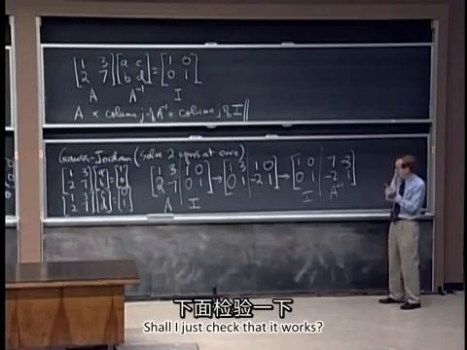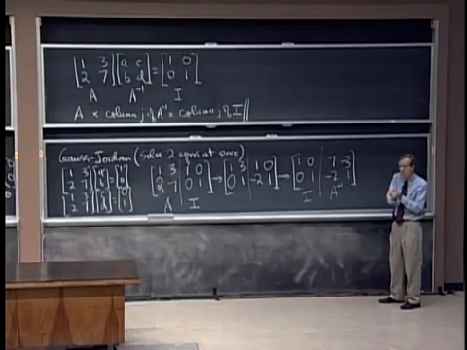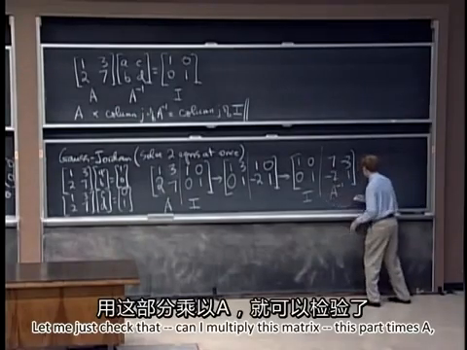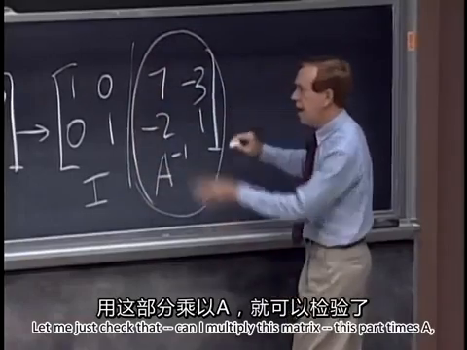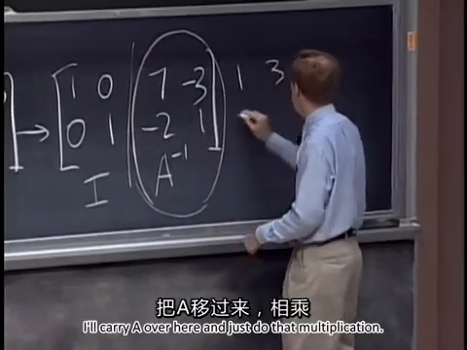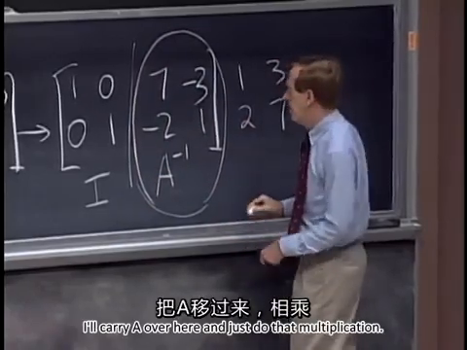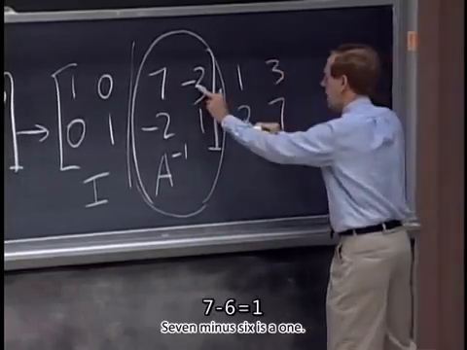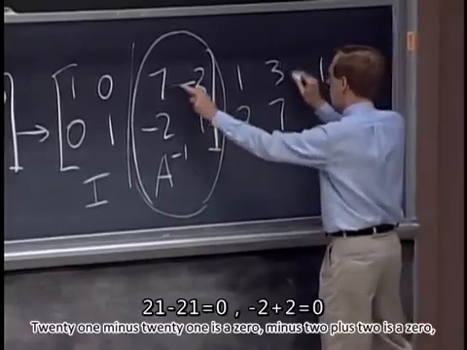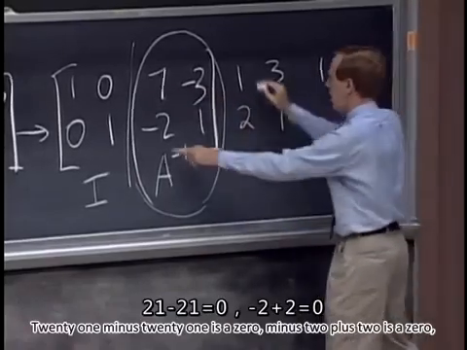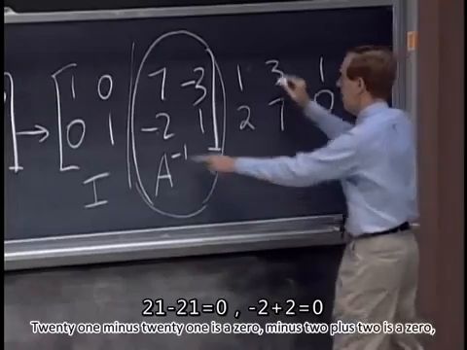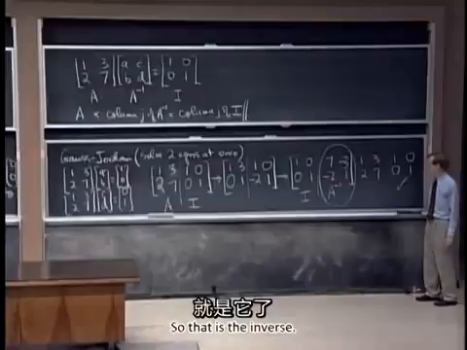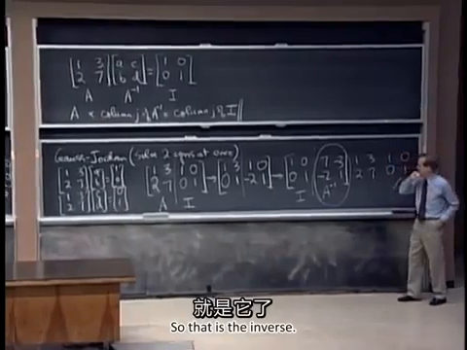Shall I just check that it works? Let me just check that. Can I multiply this matrix, this part, times A? I'll carry A over here and just do that multiplication. You'll see I'll do it the old-fashioned way. 7 minus 6 is a 1. 21 minus 21 is a 0. Minus 2 plus 2 is a 0. Minus 6 plus 7 is a 1. Check. So that is the inverse.